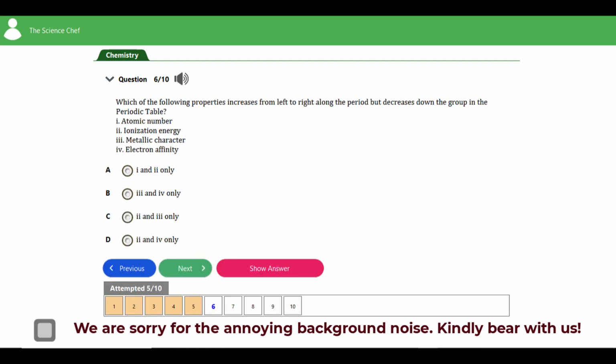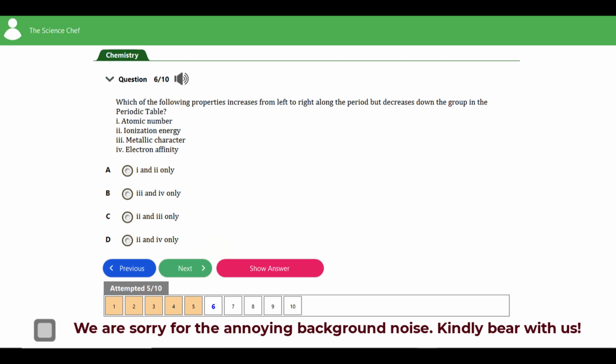Question 6. Which of the following properties increases from left to right along the period but decreases down the group in the periodic table? A. Atomic number. Atomic number increases from left to right across the period, and it also increases down the group from top to bottom. So it's not atomic number. Atomic number and mass number are the two properties that increase across the period and down the group.